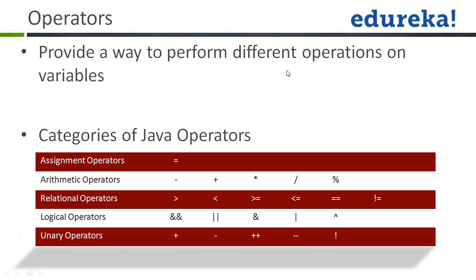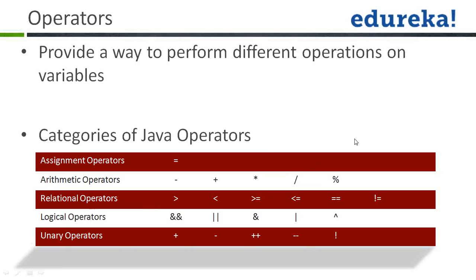Now in Java, operators have been divided into different categories: assignment operators, arithmetic operators, relational operators, logical operators, unary operators. So these are the 5 categories into which the operators have been divided in Java. Now we'll discuss each one of them one by one.